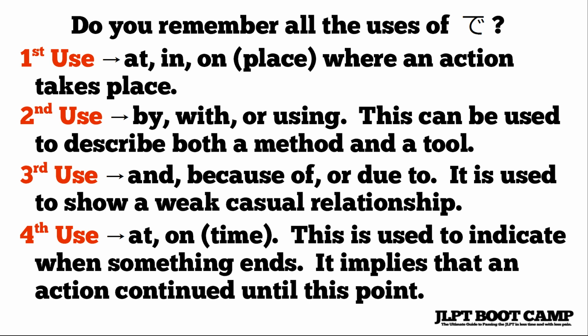Second use, by, with, or using. This can be used to describe both a method and a tool. Third use, because of or due to. This is used to show a weak causal relationship between two things. It can also be used to connect na adjectives together in a sentence. In the fourth use, at, on, time, this is used to indicate when something ends. It implies that an action continued until this point. So you're changing the state of whatever the subject is.